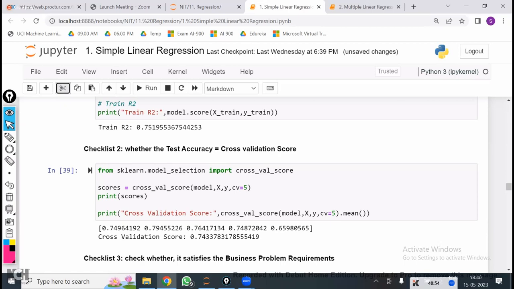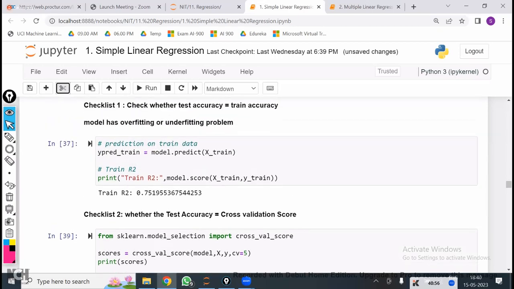Train data, because we want to check whether our model is overfitted or underfitted, whether it is a good model or a bad model.